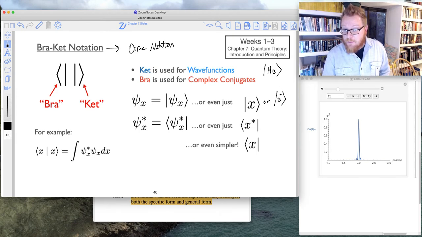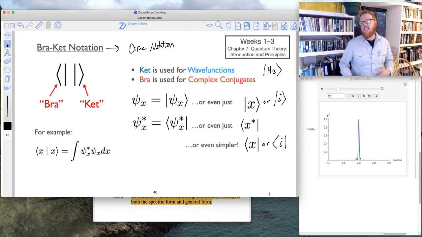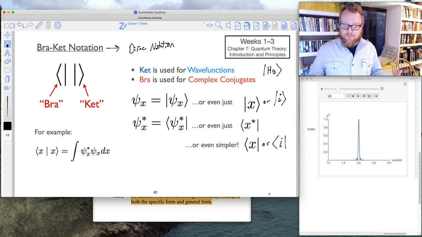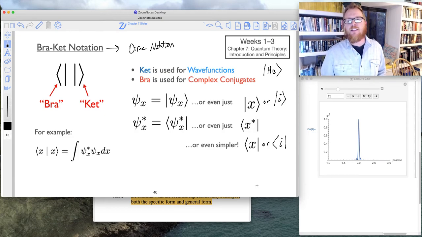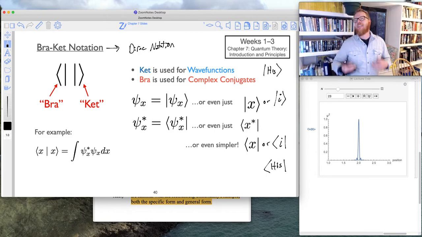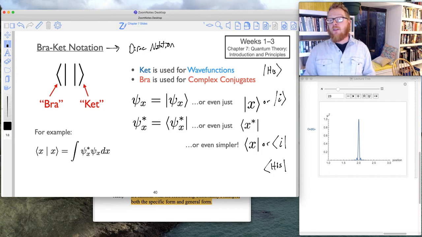In this same notation, I could even just say state i, and that would tell me I've got a complex conjugate of state i, and maybe state i is a ground state. Or back to the other example, if I wanted to talk about the complex conjugate of the hydrogen 1s orbital, I could throw that in a bra, hydrogen 1s, and that tells me I'm dealing with the complex conjugate of the hydrogen 1s orbital.